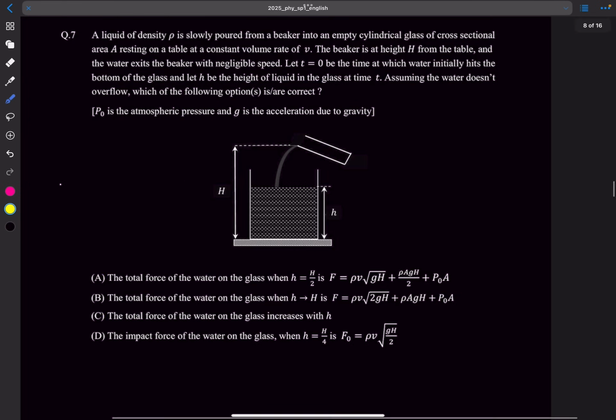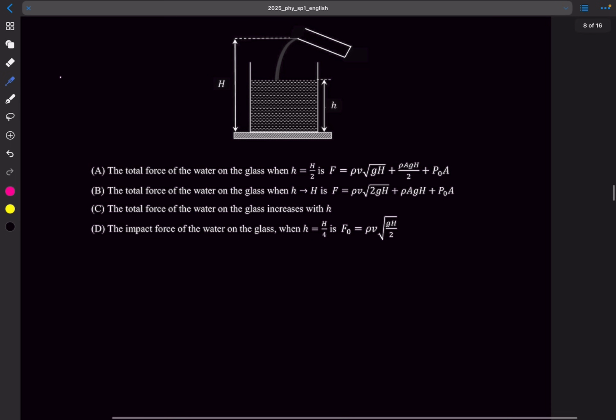So now in this problem, we have a liquid of density rho that is slowly poured from a beaker into an empty cylindrical glass of cross-sectional area A, resting on a table at a constant volume rate of V. So it is being poured at a constant volume rate of V. The beaker is at a height capital H from the table, and the water exits the beaker with a negligible speed. Let t equal to 0 be the time at which water initially hits the bottom of the glass, and h be the height of the liquid in the glass at time t. Assuming the water doesn't overflow, which of the following is correct?